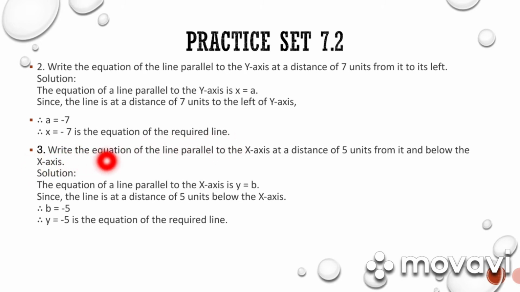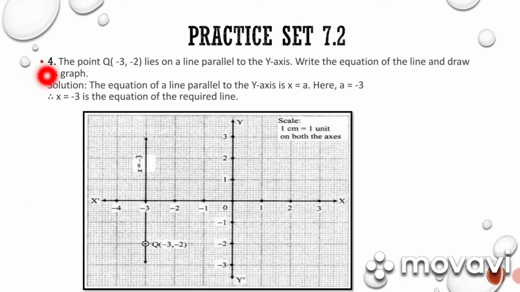Question 3. Write the equation of the line parallel to the x-axis at a distance of 5 units from it and below the x-axis. Solution: the equation of a line parallel to the x-axis is y = b. Since the line is at a distance of 5 units below the x-axis, therefore b is negative. Therefore, b = -5. And therefore, y = -5 is the equation of the required line. Let us solve question 4.